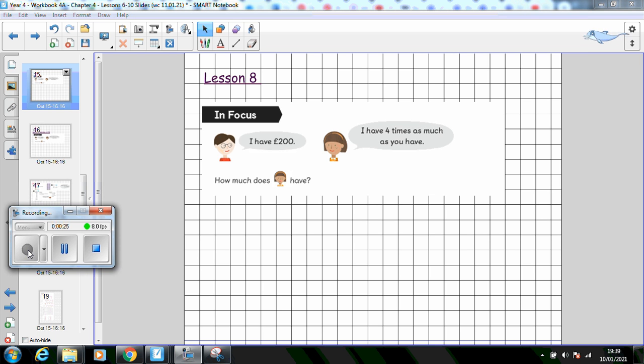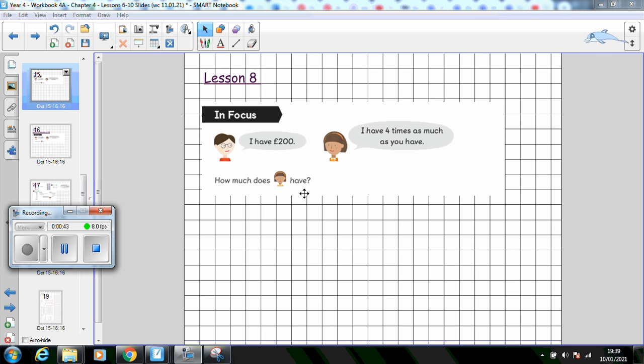So today's in focus. Charles says he has £200. Amira says, I have 4 times as much as you have. How much does she have? I wonder how you can represent this problem.